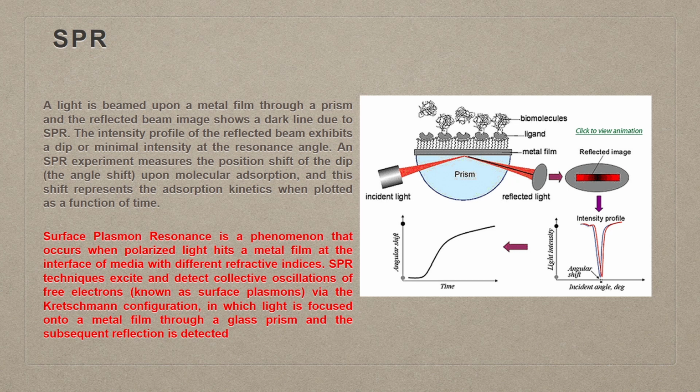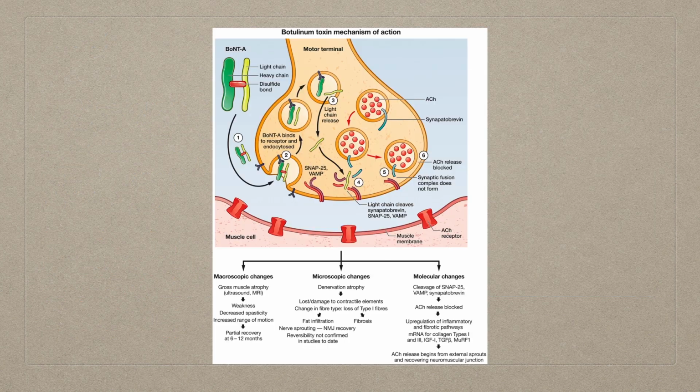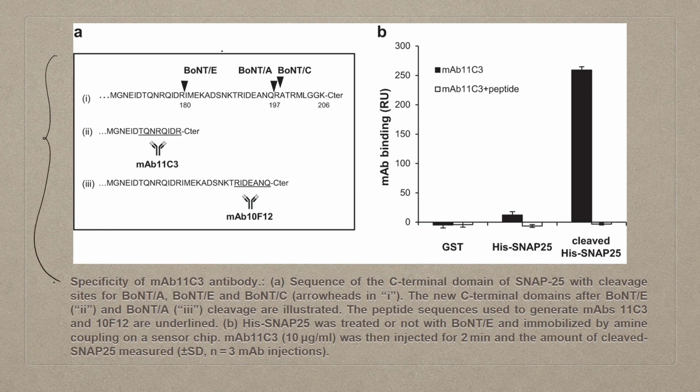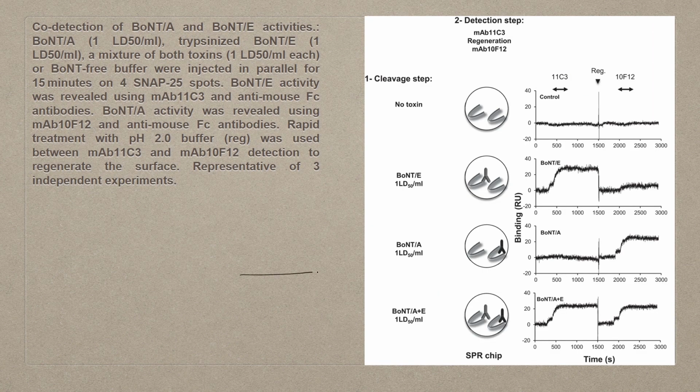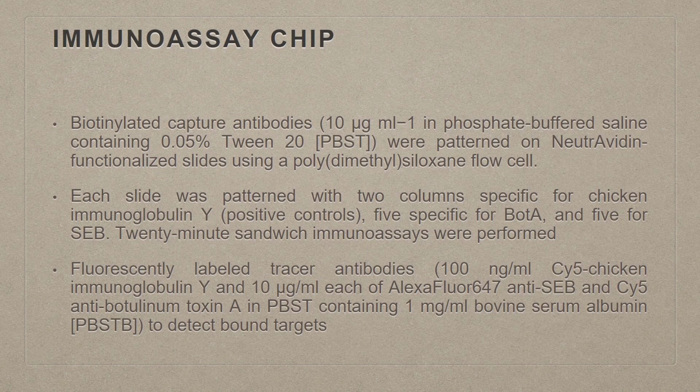Then we talked about SPR assays which are being used for botulinum toxin detection, and we talked about the different parts where this acts, botulinum toxin acts on SNAP25. Then we talked about how the SPR detection assays occur, and this is how the signal is being detected. Then we talked about immunoassay chip for multiple infections.